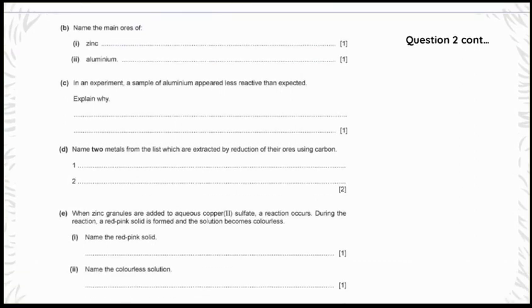Next part. Name the main ores of zinc and aluminium. Well, the great thing is that this is an old question. You don't need to know in the current syllabus as of examination in 2024 the process of extracting zinc. But in this case, I'll tell you anyway, it is zinc blende, but you don't need to remember that for this syllabus. That's an old question. Aluminium is, of course, made from bauxite.